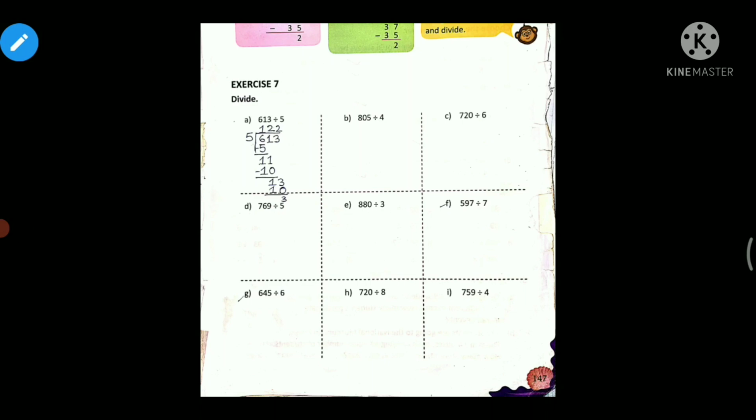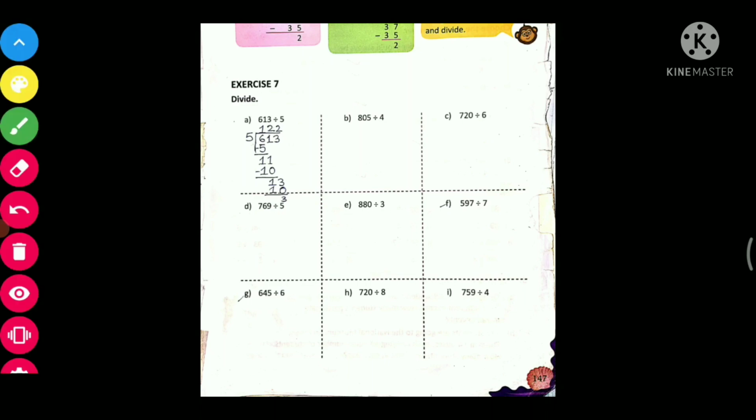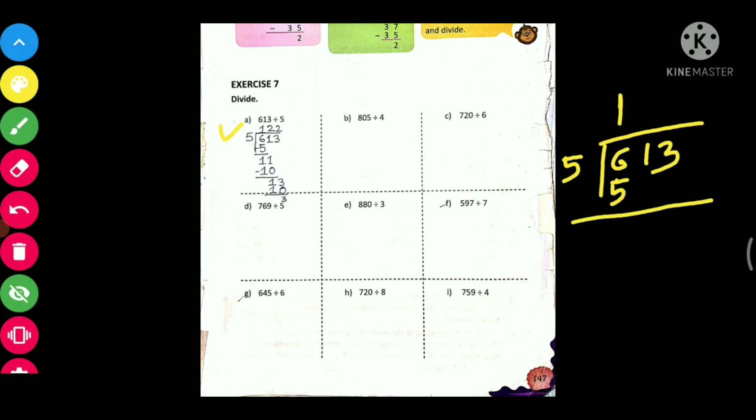So let me discuss with you how I did this one. So our dividend is what? 613, and our divisor is what? 5. So now see the value in the 100 place, 6 is there, which is bigger than 5. So we'll take only 6. So 5 1s are 5. We'll do subtraction. Now 6 minus 5 is 1, and this one will be here.